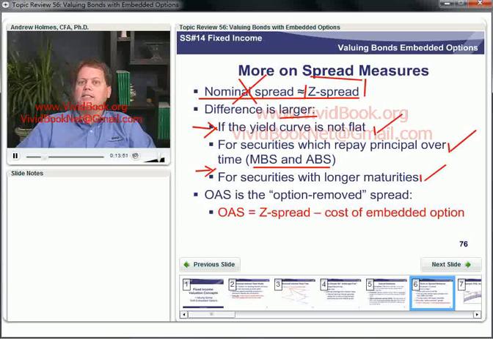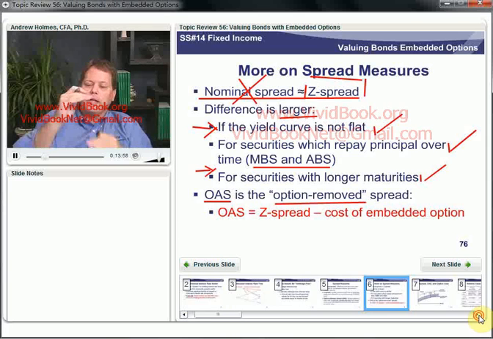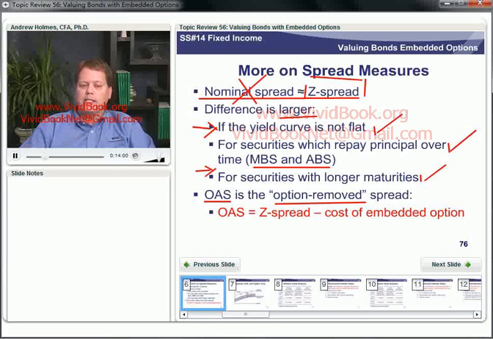The OAS, the option adjusted spread, I think would be better called the option removed spread. So when we calculate a Z spread, that compensates us for 3 things. Okay? It compensates us for credit risk, it compensates us for liquidity risk, and it compensates us for option risk. So all 3 of those things have to be included in the Z spread. The OAS, the option adjusted spread, or the option removed spread, takes out the cost of the embedded option and leaves us with the compensation just for credit and liquidity risk.